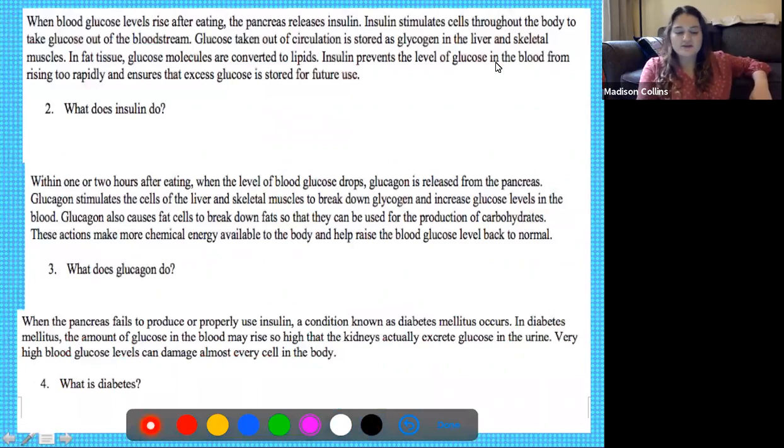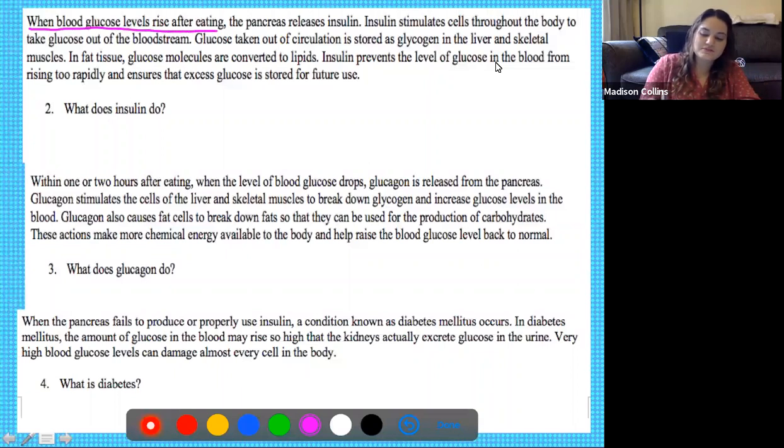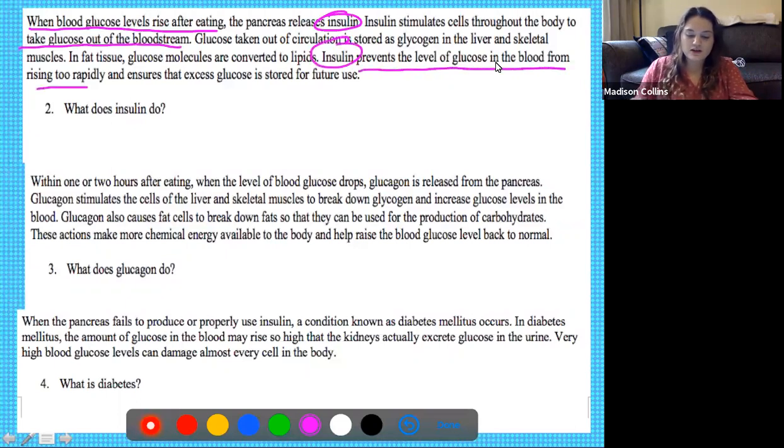Well, when blood glucose levels rise after eating, the pancreas is going to release insulin. Insulin stimulates cells throughout the body to take glucose out of the bloodstream. This glucose taken out of circulation is stored as glycogen in the liver and skeletal muscles. In fat tissue, glucose molecules are converted to lipids. Insulin prevents the levels of glucose in the blood from rising too rapidly and ensures that excess glucose is stored for future use.